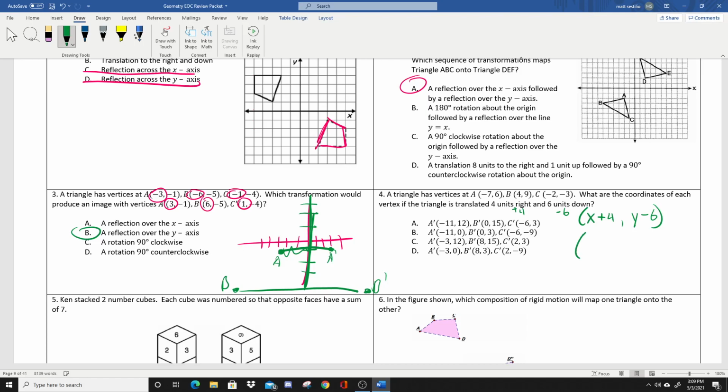A, this is the x value, this is the y value, so negative 7 plus 4, 6 minus 6. This would be negative 3, 0. That should be the new A value. Negative 3, 0, and boom, there it is.